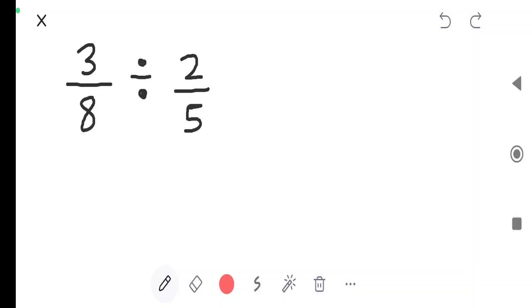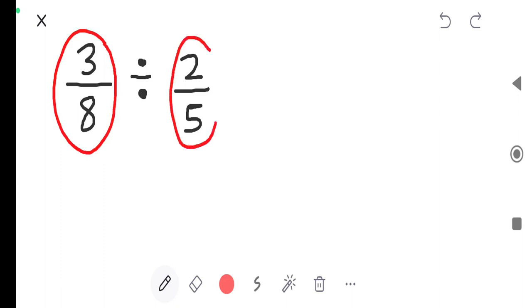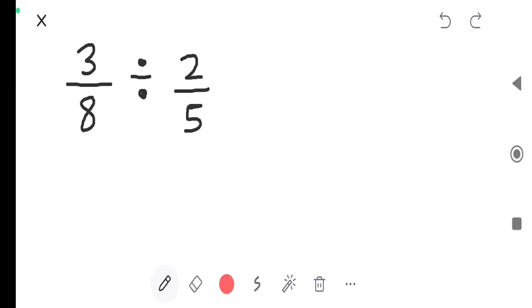Today we are going to learn how to divide fractions. Now in this question, 3/8 is a fraction at the left and 2/5 is a fraction at the right. When you are dividing two fractions, you keep the fraction at the left the same, meaning you will write 3/8 again without changing anything.